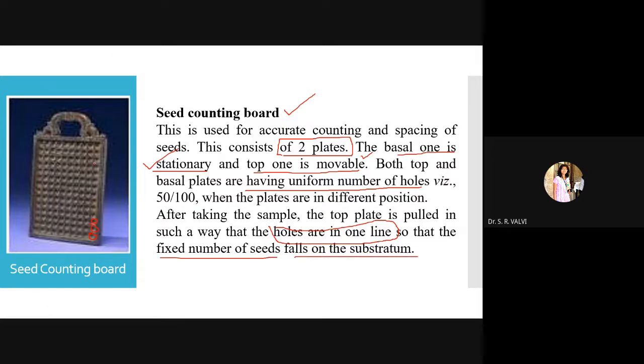So here, if you count, there may be 50 to 100 holes in this board, right? 50 to 100 holes are there, and once you pull up this upper part, that is the top plate, the whole top plate is exactly similar, or I can say parallel in position, to the whole of the basal plate, right? So that when you keep the seeds on the top one, they fall into the parallel holes of the basal plate.